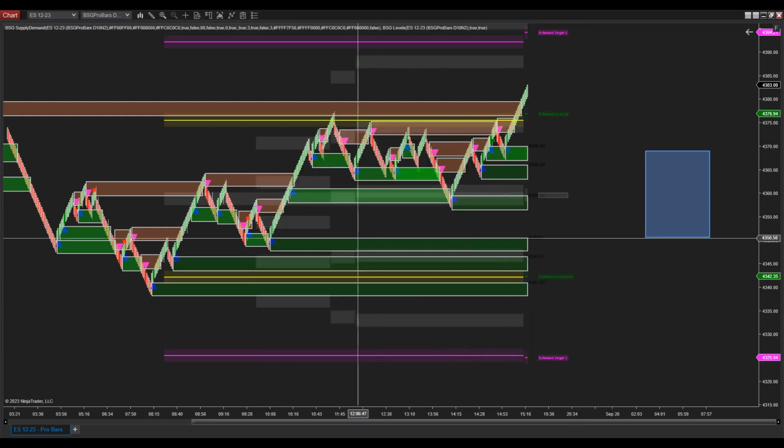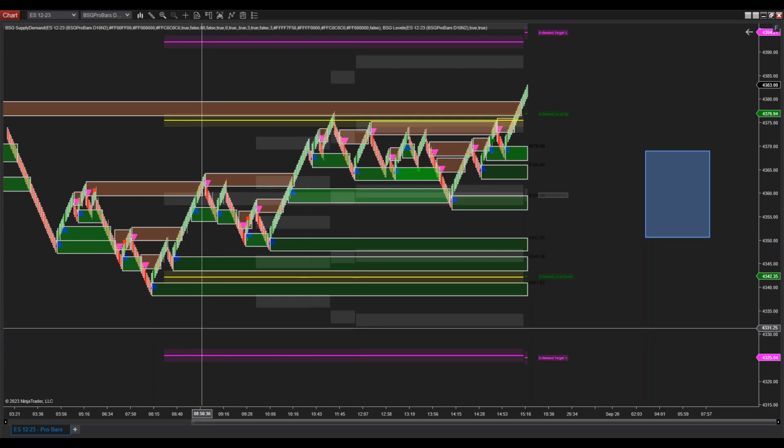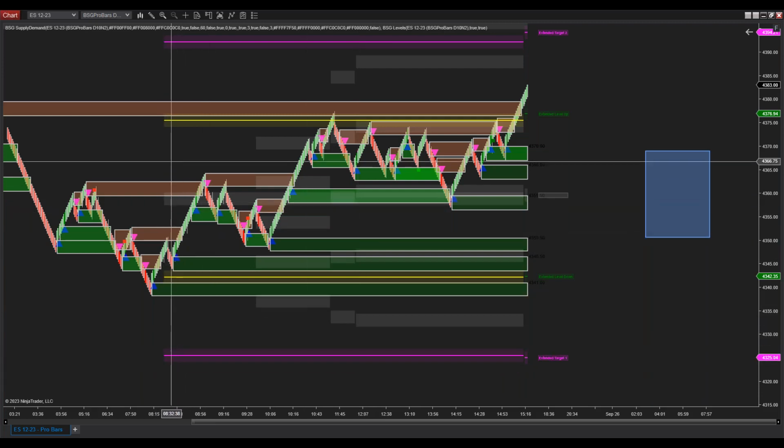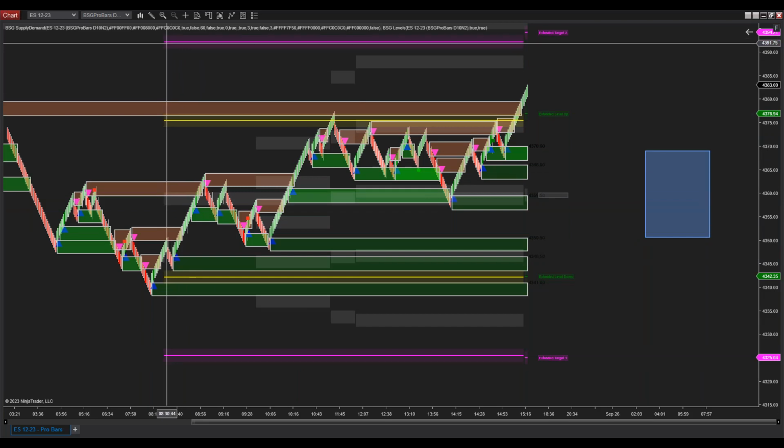BSG levels is also based on supply and demand, but the biggest difference is that the supply and demand indicator prints your zone as and when the price moves. It's real time. It prints the zone as and when time moves. But BSG levels is a predictive algorithm. When the market opens at 8:30, it's going to give me the prediction of what we are expecting.